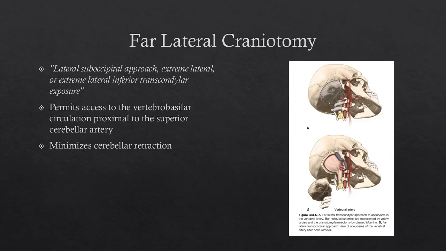In this approach, bone is removed laterally, just medial to the mastoid area, and a corridor is created along the medial aspect of the petrous bone, and this allows for visualization of the vertebral and basilar trunks without retraction of the cerebellum.